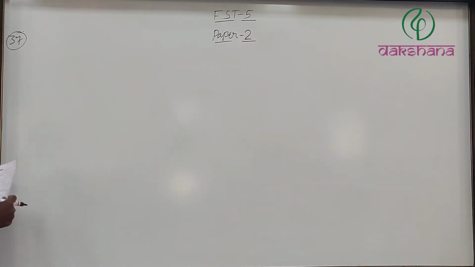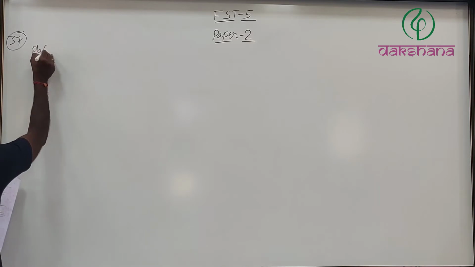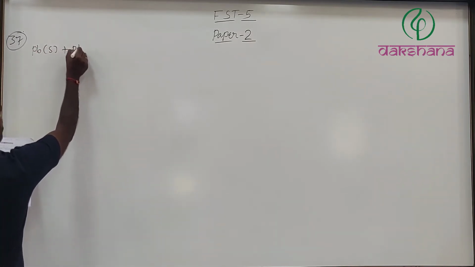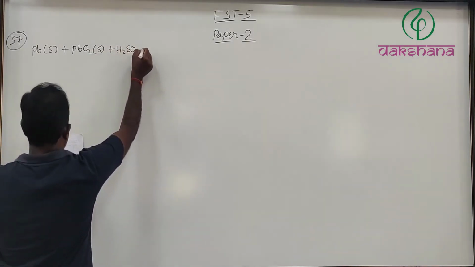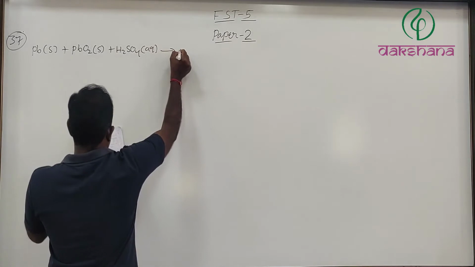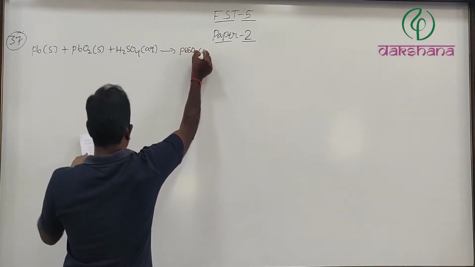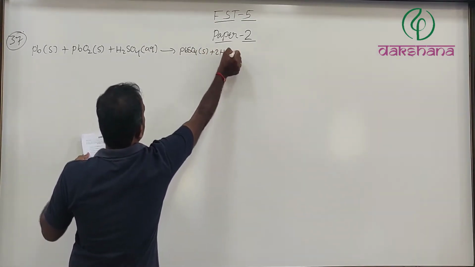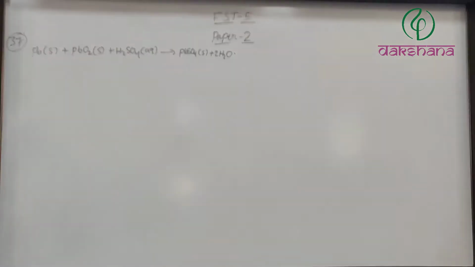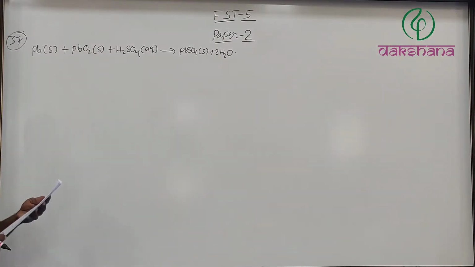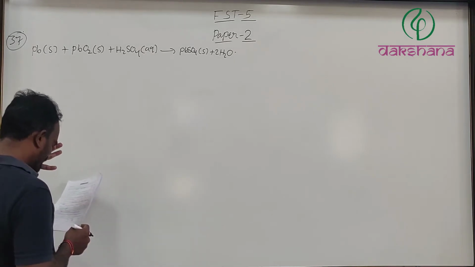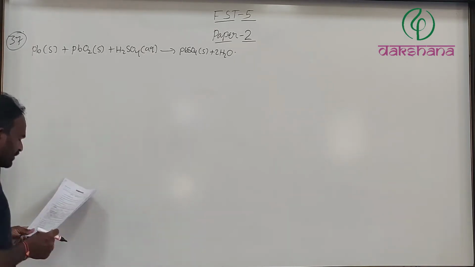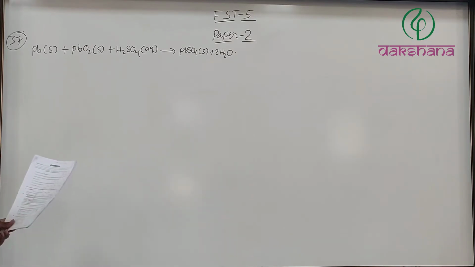In question number 37, they have given an equation: Pb solid plus PbO2 plus H2SO4 aqueous giving PbSO4 solid plus 2H2O. It is a lead storage battery. They are asking what is the equivalent weight of H2SO4. So what could be the equivalent weight of the H2SO4?